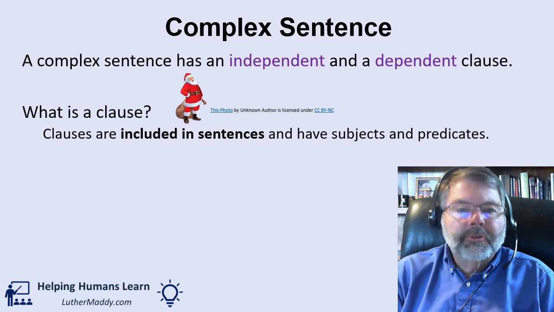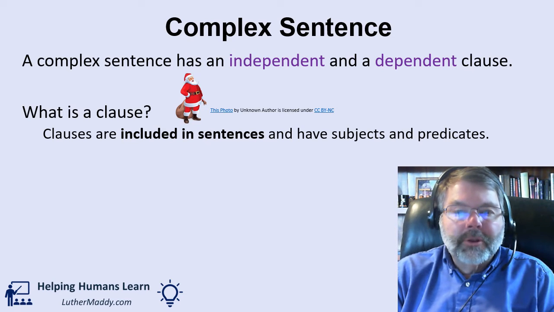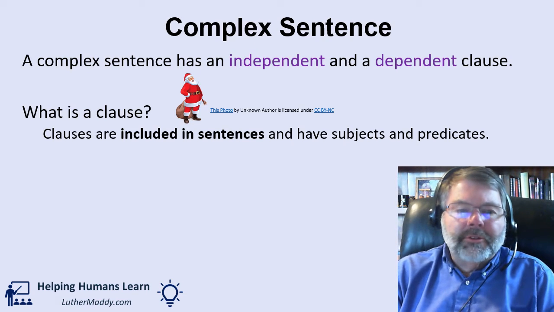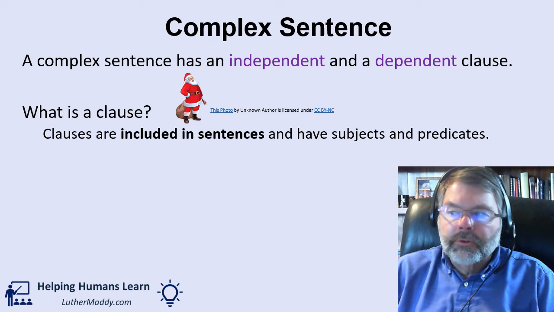So in a complex sentence, you're going to end up with a clause that has a subject and a predicate, and another clause that has a subject and a predicate. So in a sense, it's almost like combining two sentences together, but that's not exactly what you get. Hang on, let's look at some examples of complex sentences.